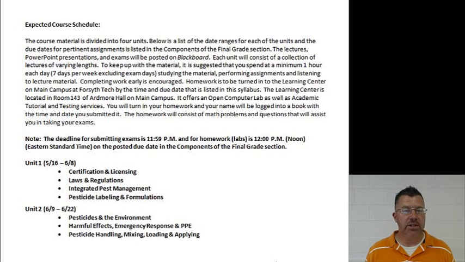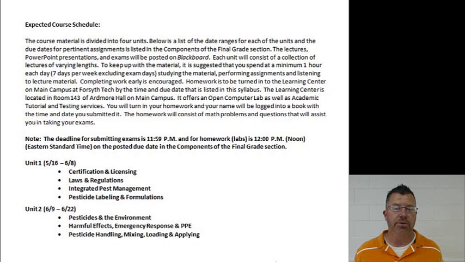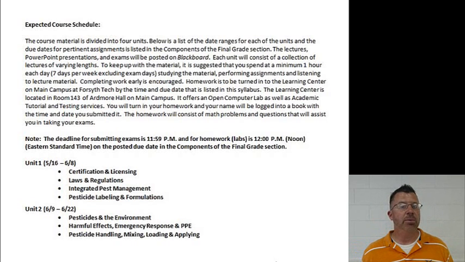Expected course schedule. This course is divided into 4 units, and below is a list of the date ranges for each of the units and the due dates for pertinent assignments. I have listed them in the components of the final grade section on page 2 of your syllabus. The lectures, PowerPoint presentations, and exams will all be posted on Blackboard. Each unit will consist of a collection of lectures of varying lengths. This is a lecture. This is typically how you'll see me presenting the information to you guys.